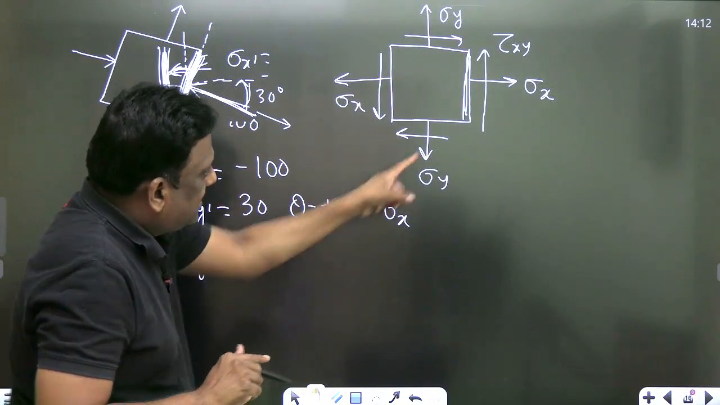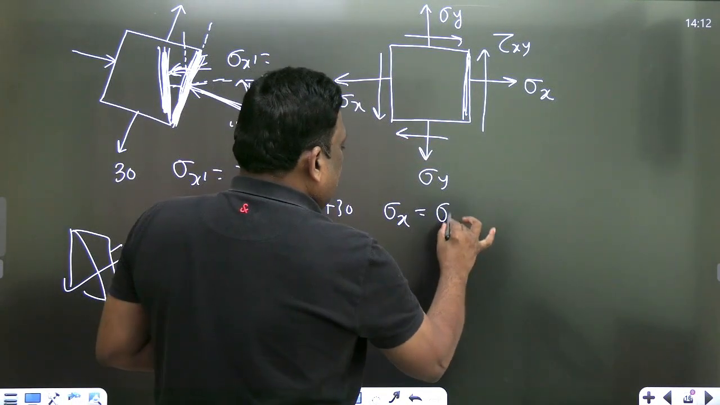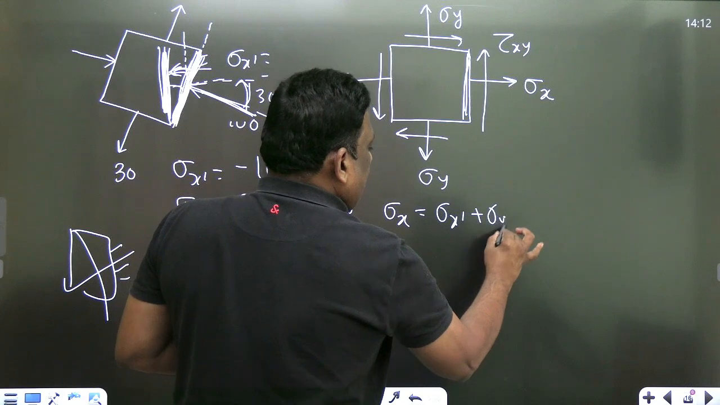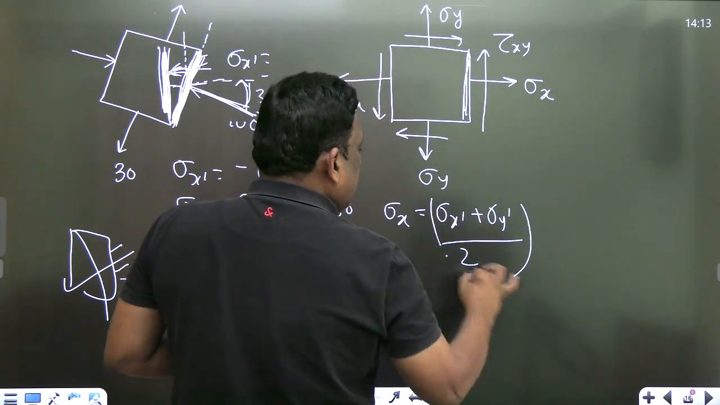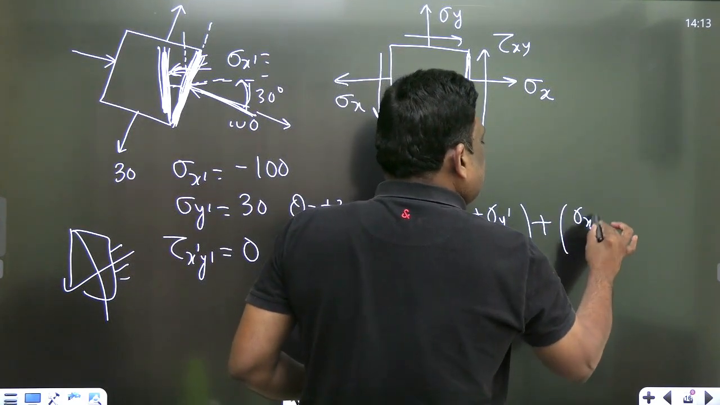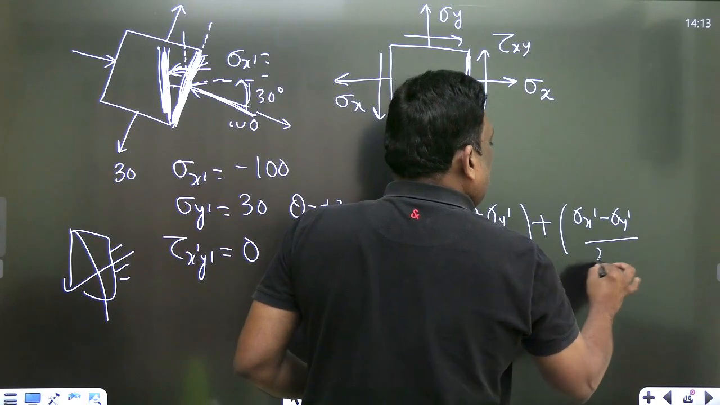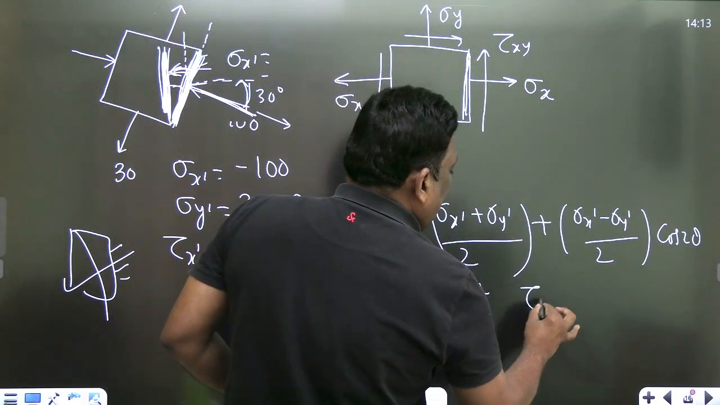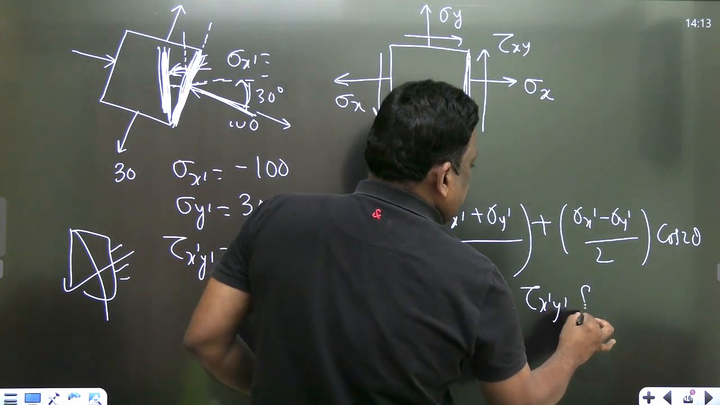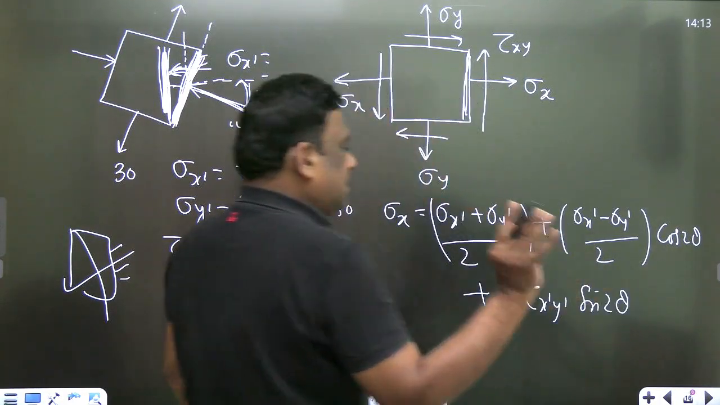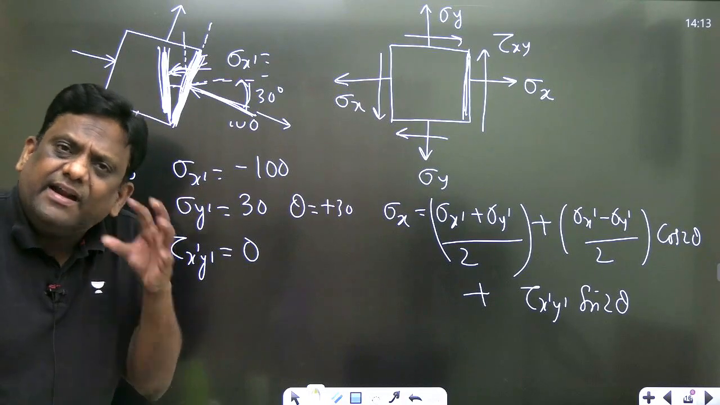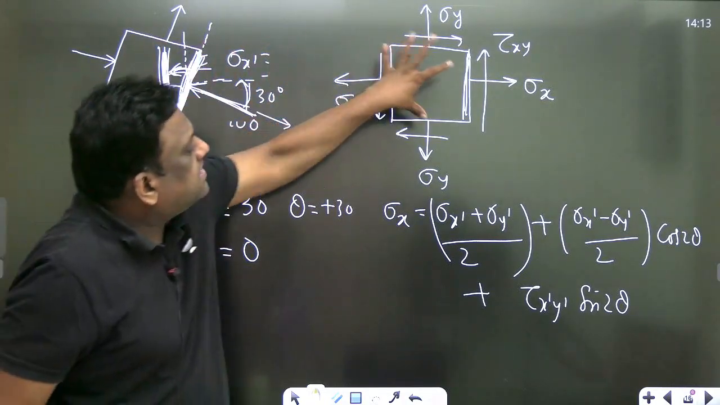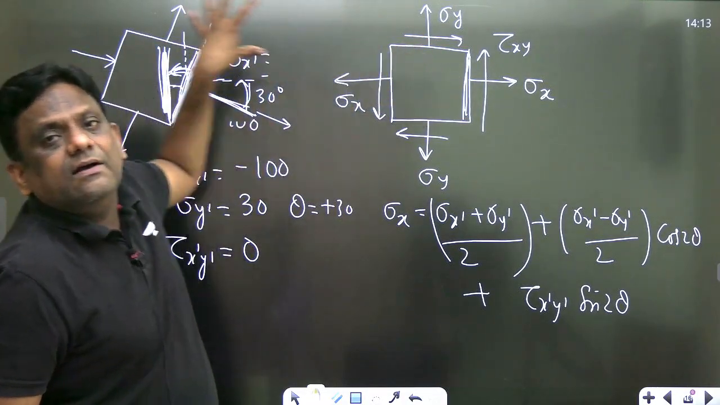So sigma x is equal to sigma x plus sigma y by 2 plus sigma x minus sigma y by 2 cos 2 theta plus tau xy sin 2 theta. This is the equation. Understand carefully. In our regular case, this was given and we were writing for this.